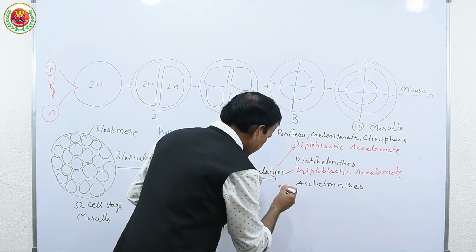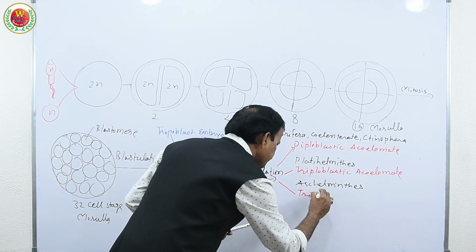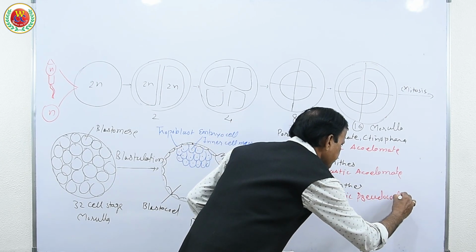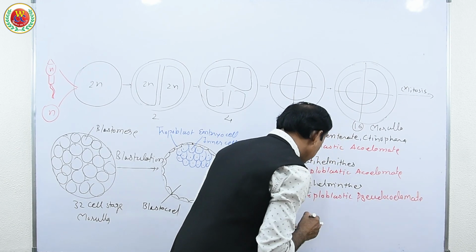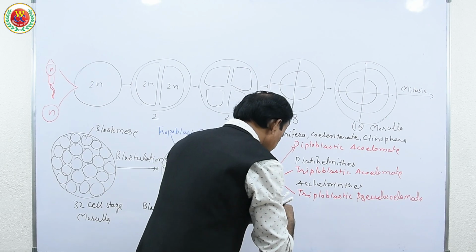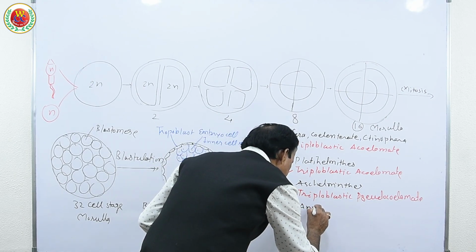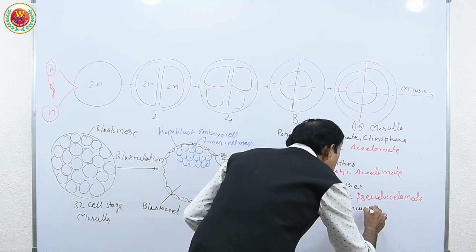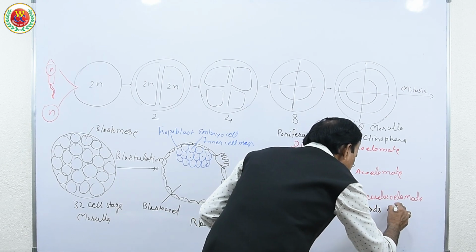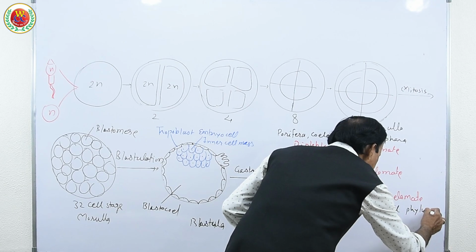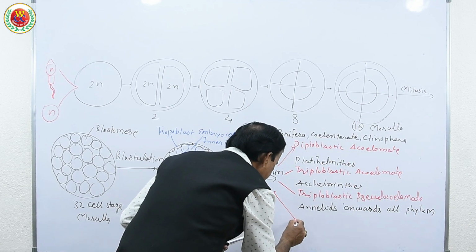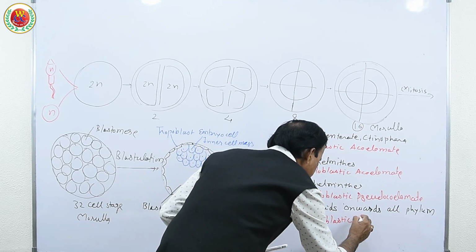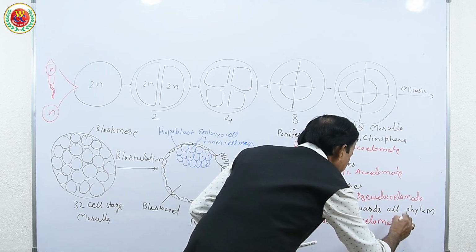We have seen, or we have studied, that triploblastic... so here, the fourth arrangement is found from annelids onward. Annelids onward, all phyla or classes have triploblastic coelomate, and that diagram we have drawn.